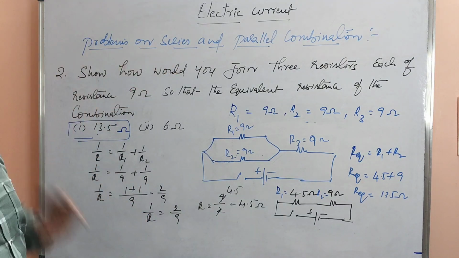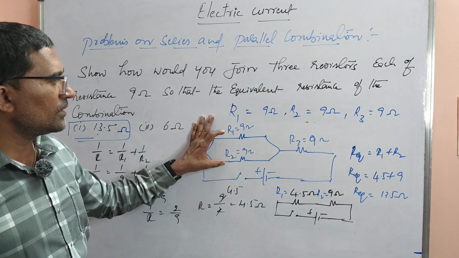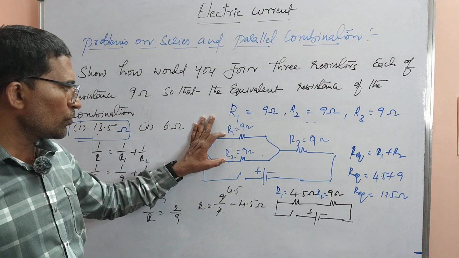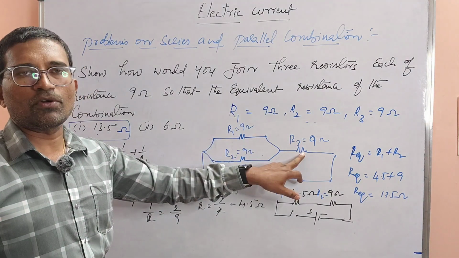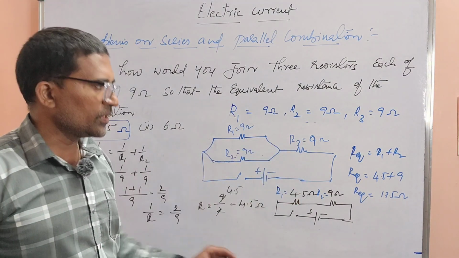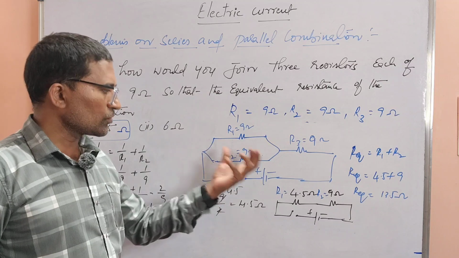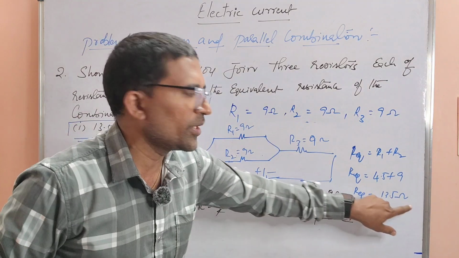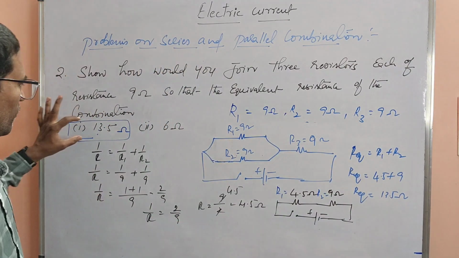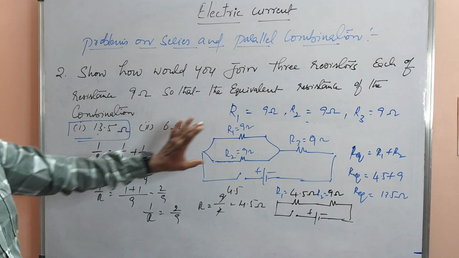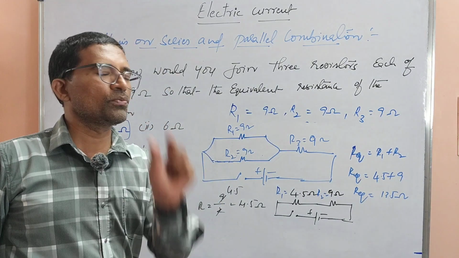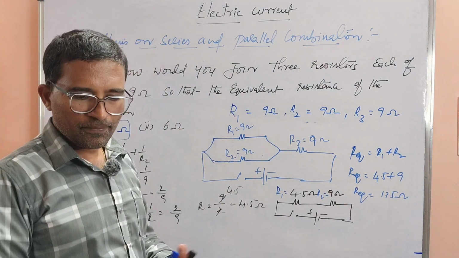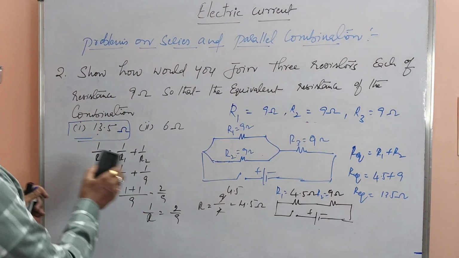So the three resistors were given. Now two you have to connect in parallel combination. To those two resistors, we are going to connect one more resistor in series combination. Then after calculating the total resistance, the value we got is 13.5 ohm. So to get the first value, the combination should be like this. I hope you all understood. Okay, next combination we need to check.